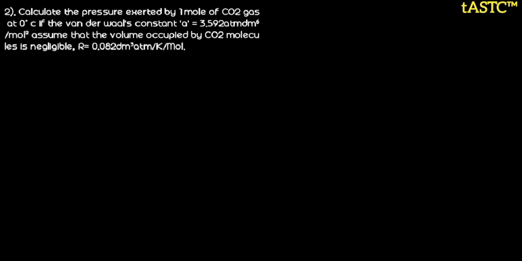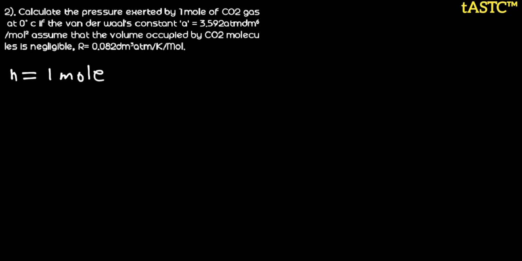Now the second question says, calculate the pressure exerted by 1 mole of a CO2 gas at 0 degrees Celsius if the van der Waals constant A is equal to this stuff, and we need to assume that the volume occupied by CO2 molecules is negligible. We're given the gas molar constant. So the number of moles N is equal to 1 mole. And we have the van der Waals constant A.